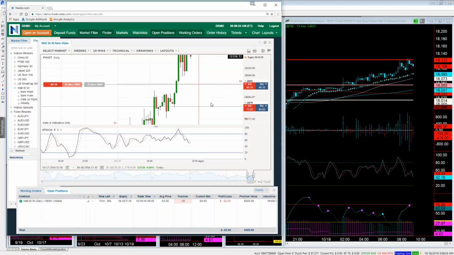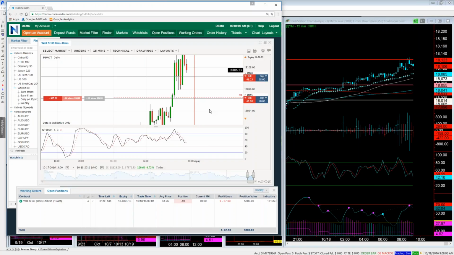So I'm going to go grab another cup of coffee while we're waiting on this. This one is dependent on the market opening volatility, okay? That's what it's dependent on.